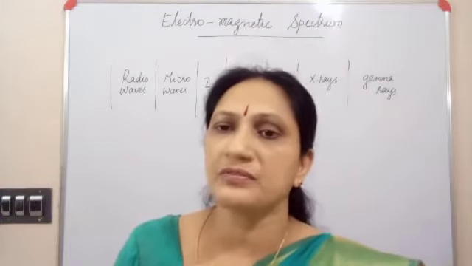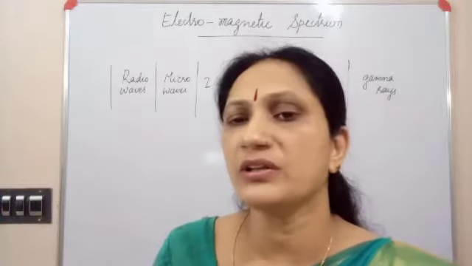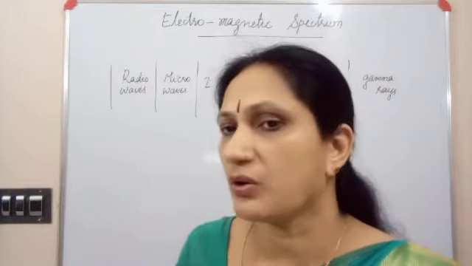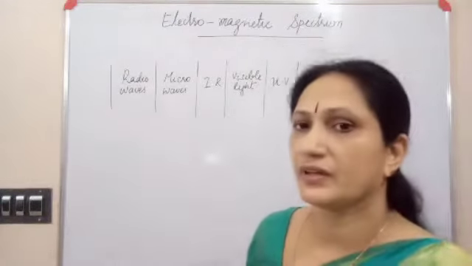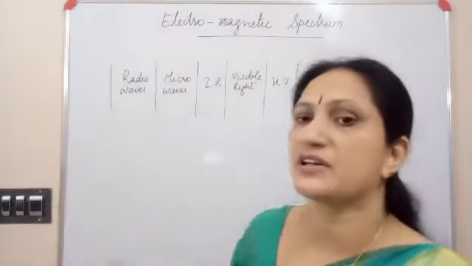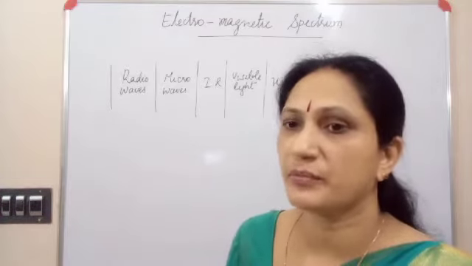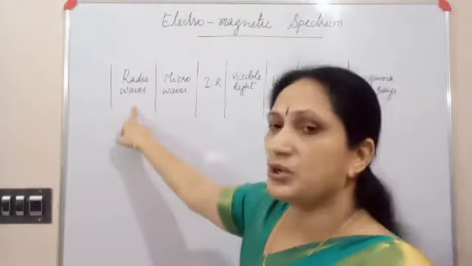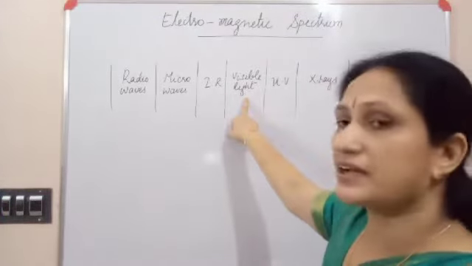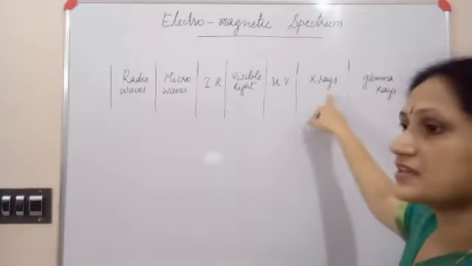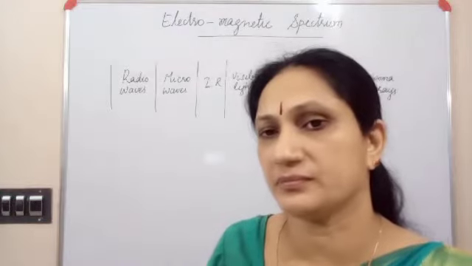Electromagnetic waves are of a wide range, and the arrangement of all the electromagnetic waves in a particular order is known as the electromagnetic spectrum. Here I have written the different components of the electromagnetic spectrum, or different types of electromagnetic waves. Starting with radio waves, then comes microwaves, infrared, visible light, ultraviolet, X-rays and gamma rays. These are the different electromagnetic waves.